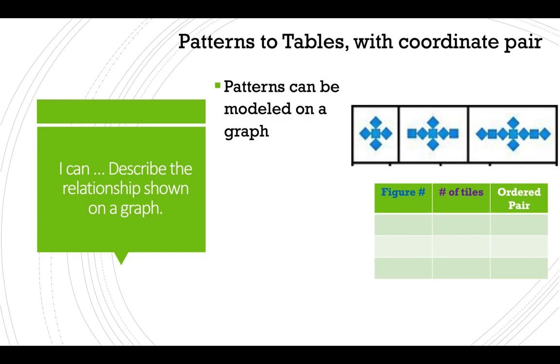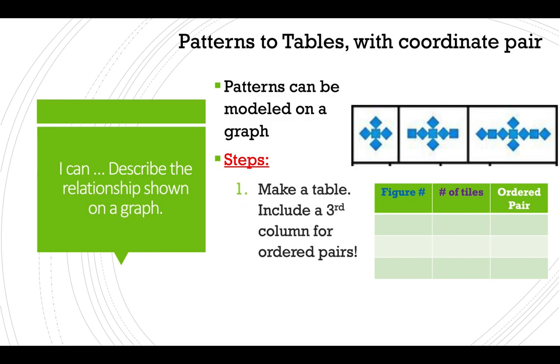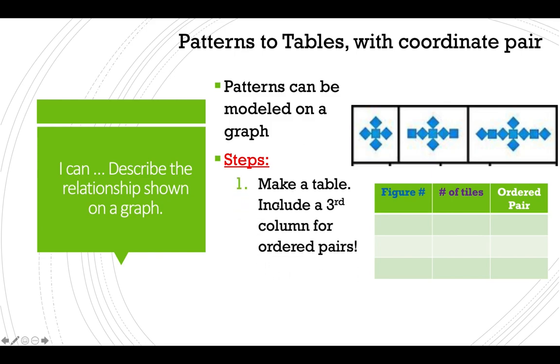Okay, so patterns can be modeled on a graph. Okay, so here are the steps. This is the only page that we're writing in today. So first step is make a table. Okay, so same thing that we have done before, and this looks really similar, right? Figure number, number of tiles. Then this is the part that's new. We're adding on a 3rd column for ordered pairs.